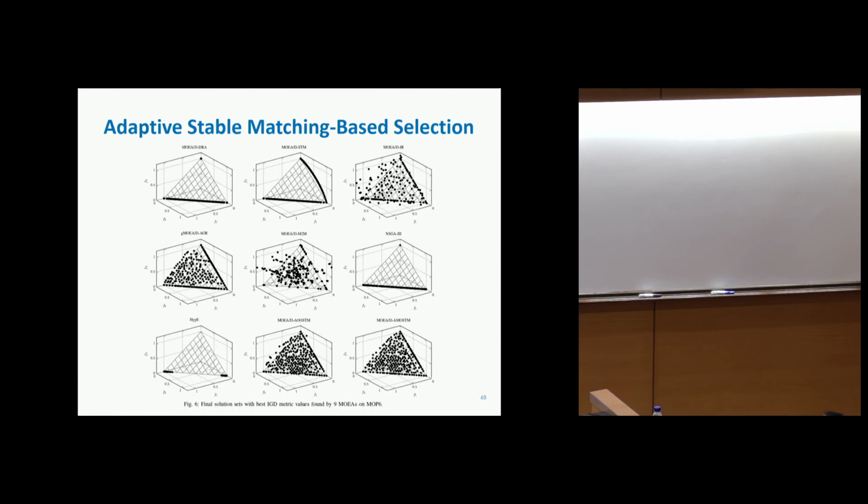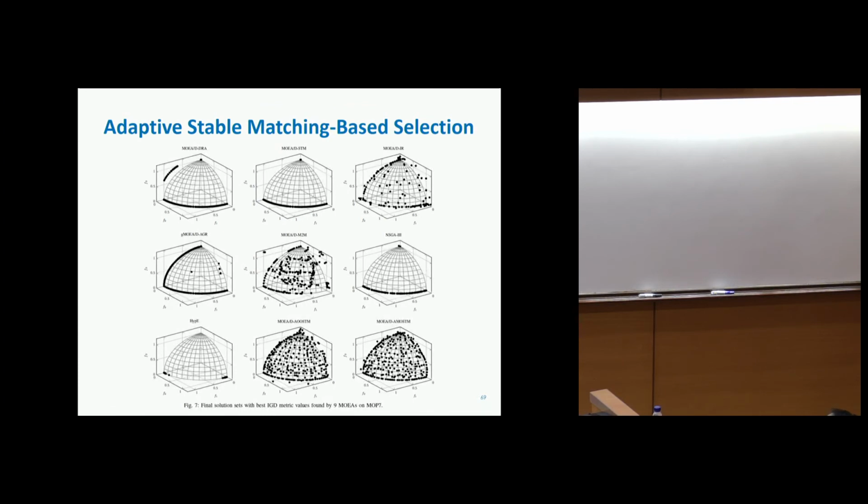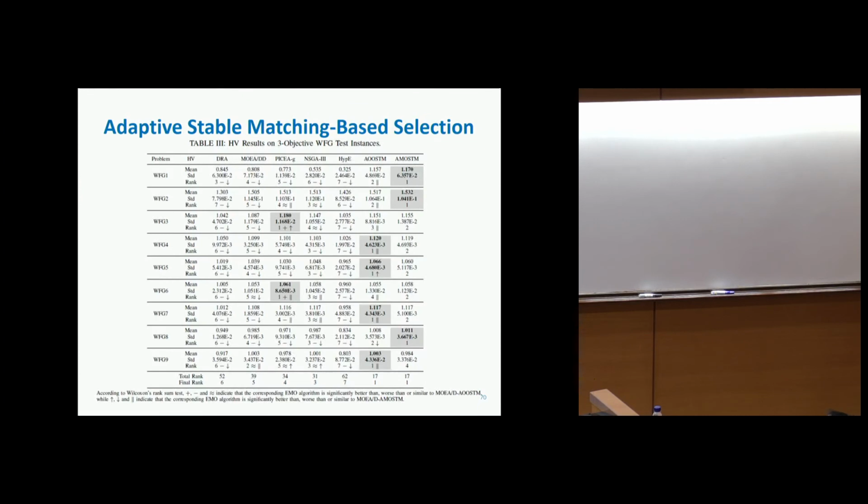Okay, this is MOP6. You will see that we cover the surface much better than the others. Similarly, MOP7. So for the 3 objectives, we're also doing a bit better.